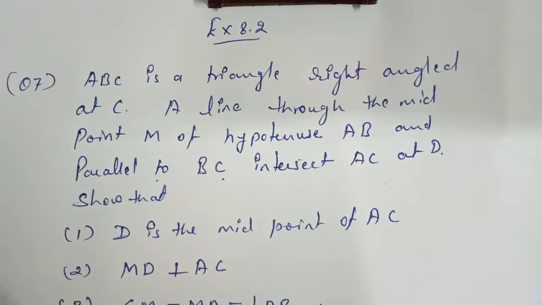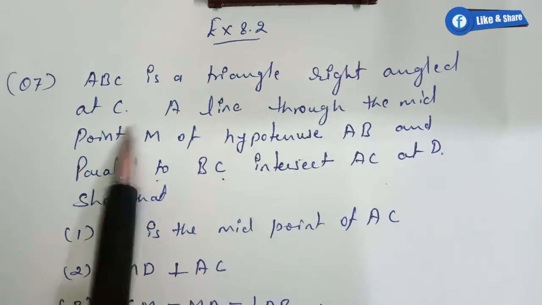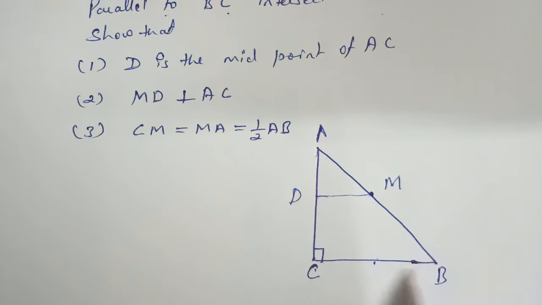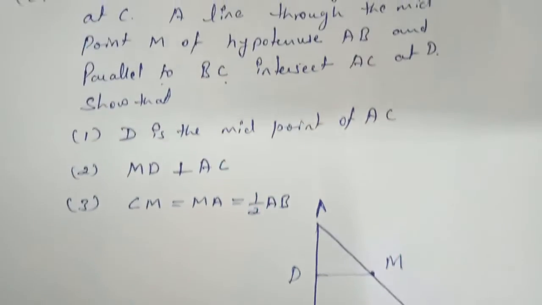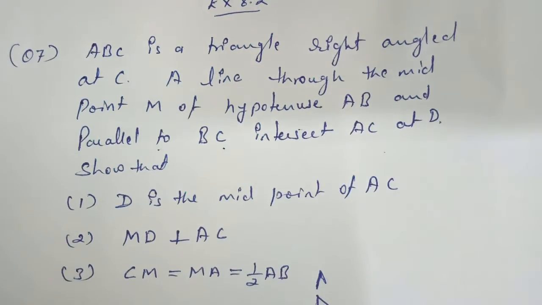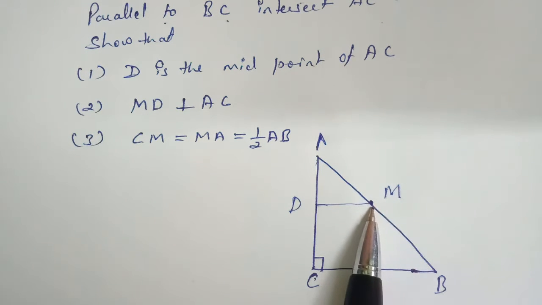Yes, student, let us do question number 7 of exercise 8.2. The question is: ABC is a triangle right angled at C. We have a triangle right angled at C, meaning a right angle triangle is there. A line through the midpoint M of hypotenuse AB. In this triangle we have AB as the hypotenuse and there is a midpoint M.